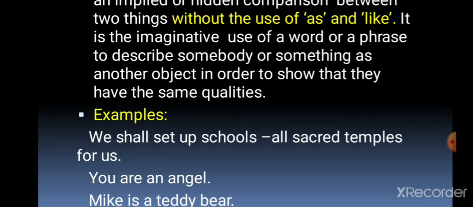We shall set up schools, all sacred temples for us. In this line students, the comparison between schools and temples is not direct but implied, or we can say not directly expressed. Okay, and this implied comparison students is called a metaphor. Okay, let's read more examples. You are an angel. Mike is a teddy bear. Mike is not actually a teddy bear, but here we are comparing Mike with a teddy bear.